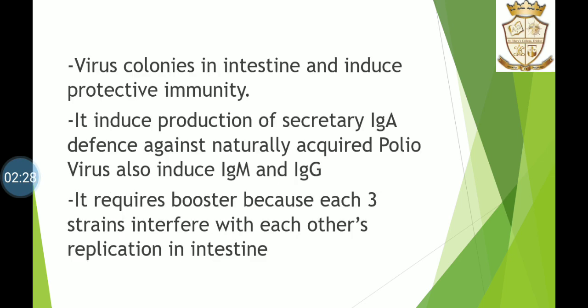So we can see it in detail. This is the process by which the vaccine creates immunity. First, the virus colonizes the intestine and induces protective immunity. It induces production of secretory IgA, defense against naturally acquired poliovirus, and also induces IgM and IgG, which are immunoglobulins. And it requires boosters because each strain interferes with the others' replication in the intestine.